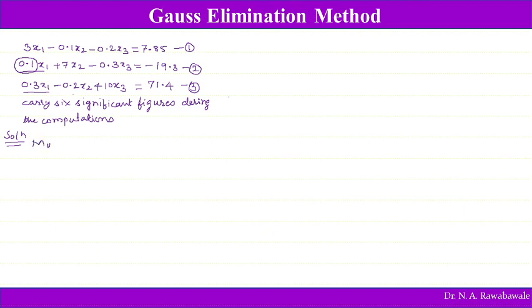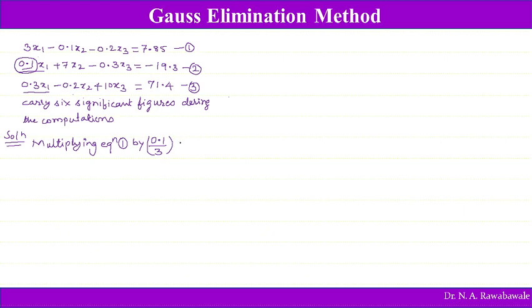Multiplying equation 1 by 0.1 and dividing it by 3, that is 0.1 divided by 3. Because we want to vanish this 0.1, equation number 1 is multiplied by 0.1, and we want to remove this 3, therefore we are dividing equation number 1 by 3.